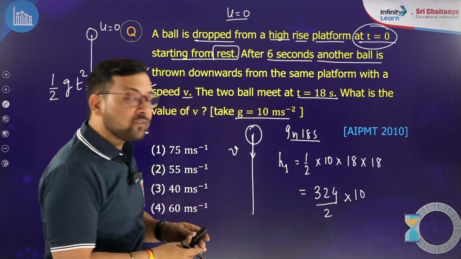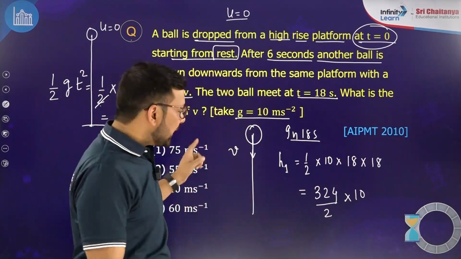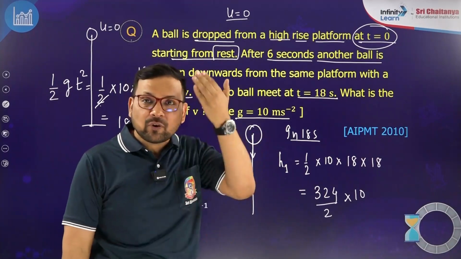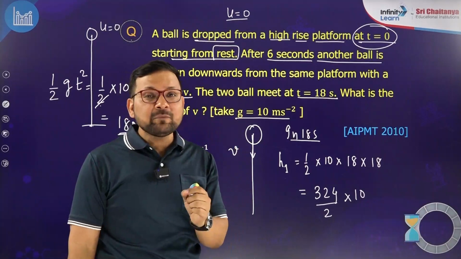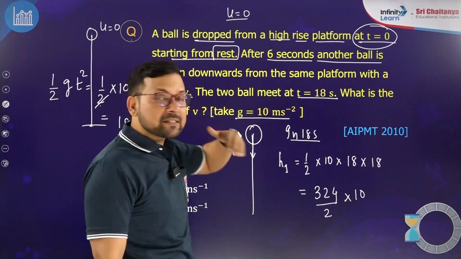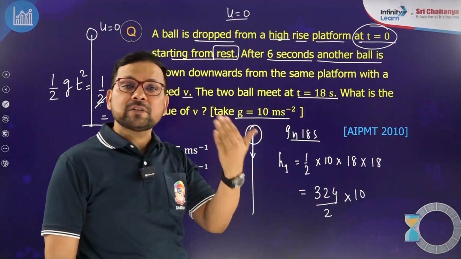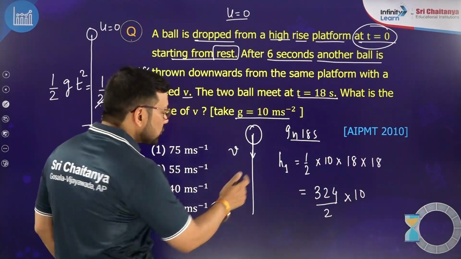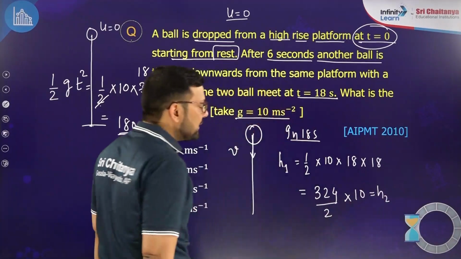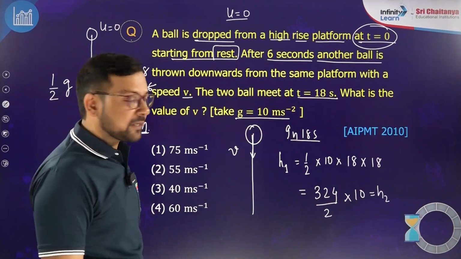This much height the first ball has fallen. So the second ball wants to meet this. So the second ball also has to fall the same height, no? But the second ball has only 12 seconds to do that, because it started its journey after 6 seconds. So for H1, that same height has to be H2. That we have to understand.